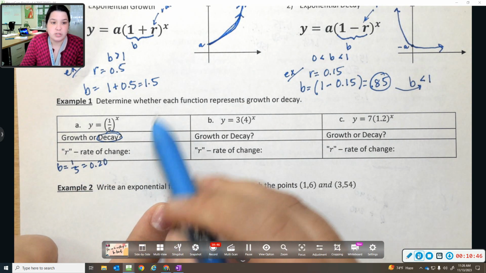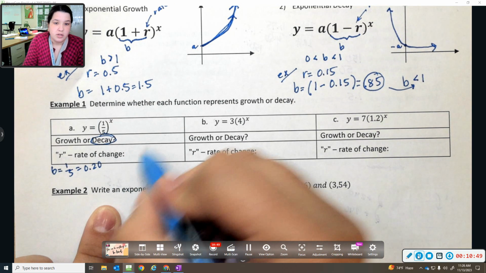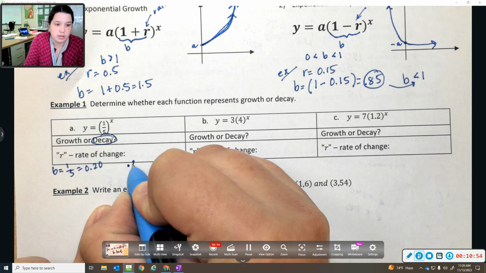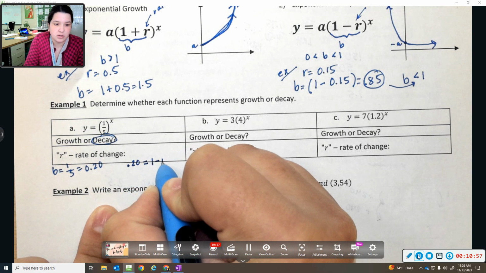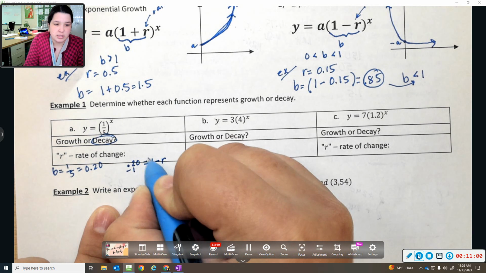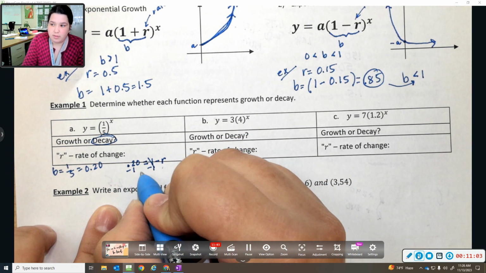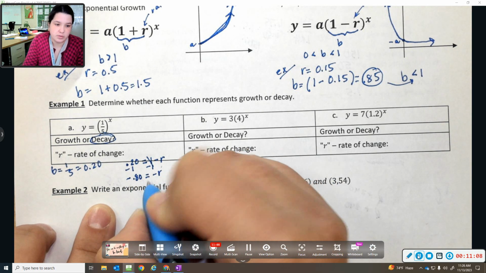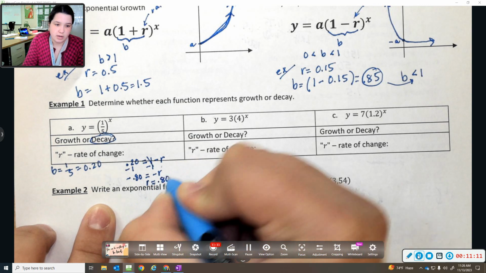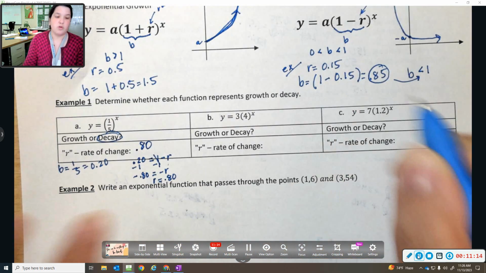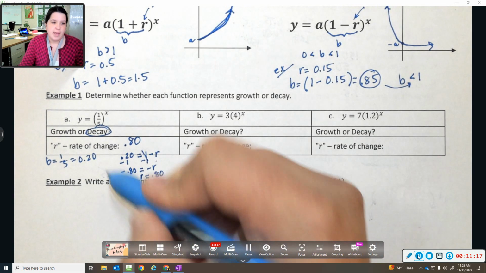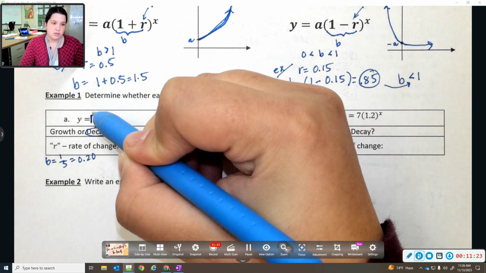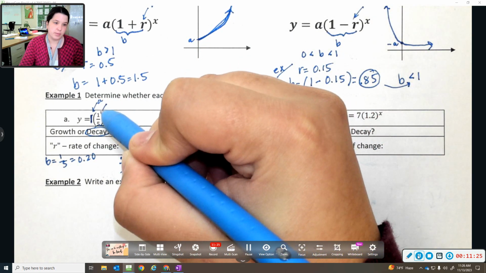Now we're going to go backwards to solve for r. So again, b is equal to 1 minus r. So 0.20 equals 1 minus r. I'm going to subtract 1 on both sides. That is going to give me negative 0.80 equal to negative r, but divide by negative on both sides. So r is equal to 0.80. So 0.80 is my rate. Okay, and then just a quick note, if there's no number in front, that initial value is just 1 right there. So there's our A, and that's our B.